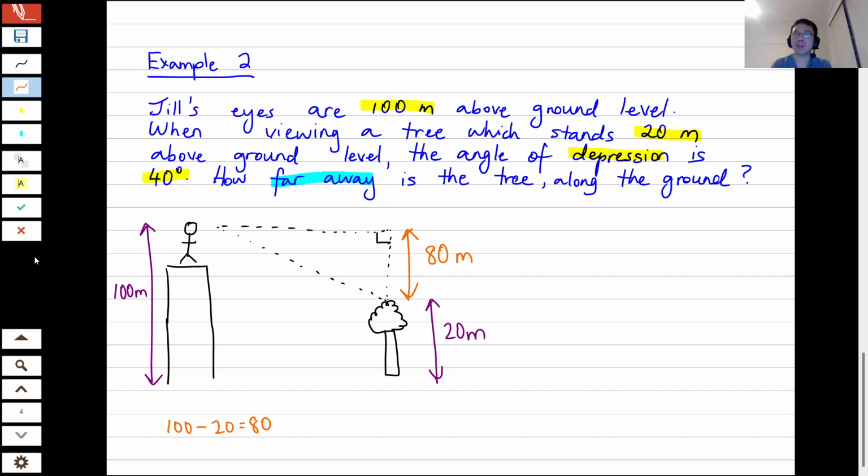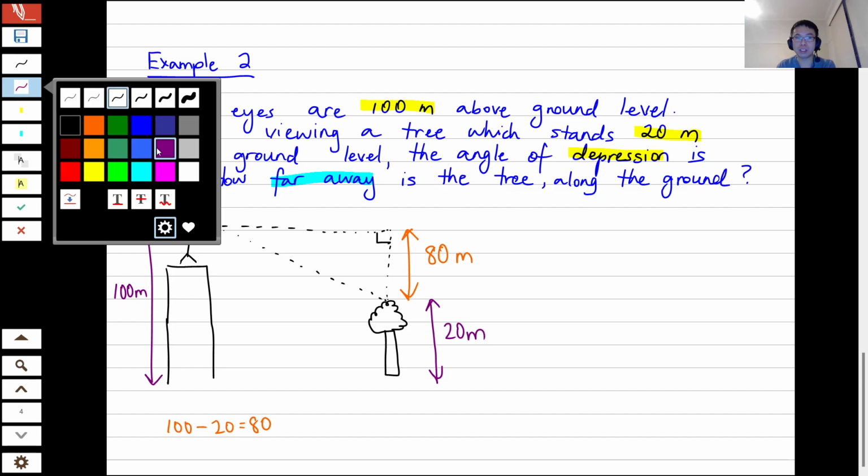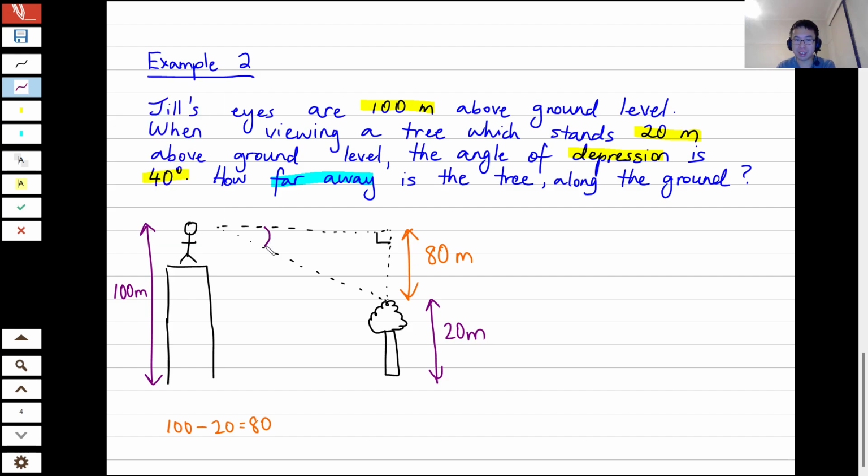See how I calculated something that wasn't given in the question? Sometimes you have to do that in an elevation and depression problem. Now, we are also told the angle of depression is 40 degrees. Please be very careful to label the depression angle in the right place. It's here. Remember, the elevation and depression angles are measured to the horizontal. So in this triangle, that angle is 40 degrees.